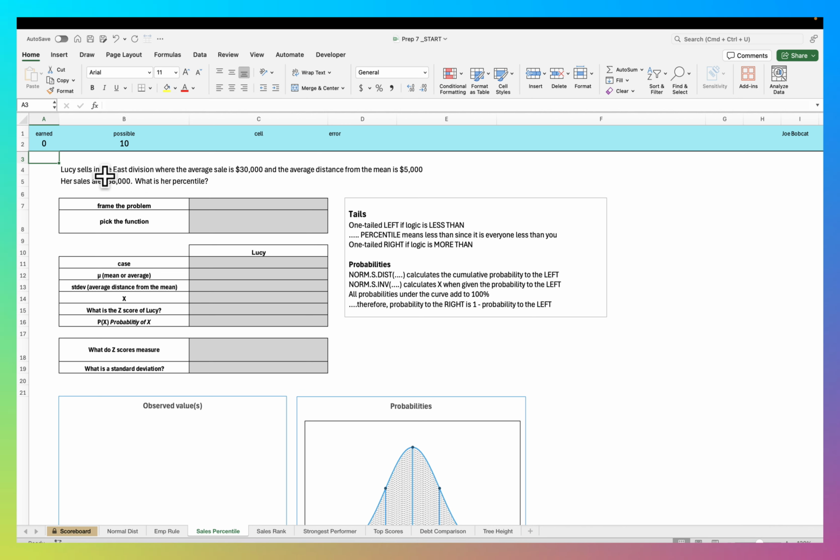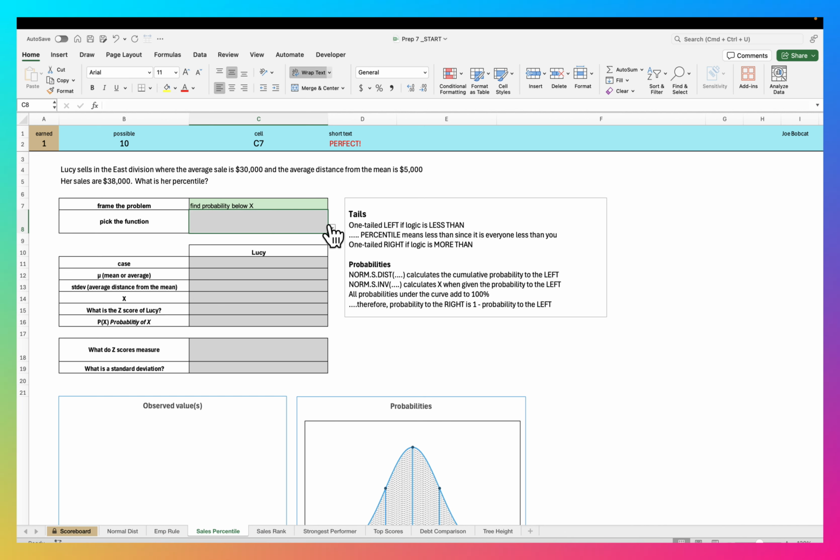So we have Lucy sells in the East Division where the average sale is 30,000 and the average distance from the mean is 5,000. That's a sneaky way of saying standard deviation, because that is the definition of standard deviation. Her sales are 38,000. What is her percentile? So let's frame the problem. And the problem is we're looking for probability below x.